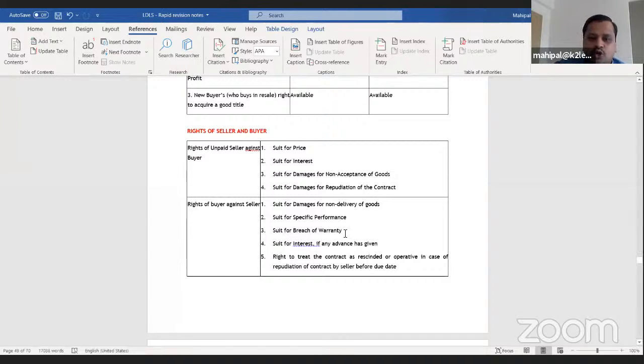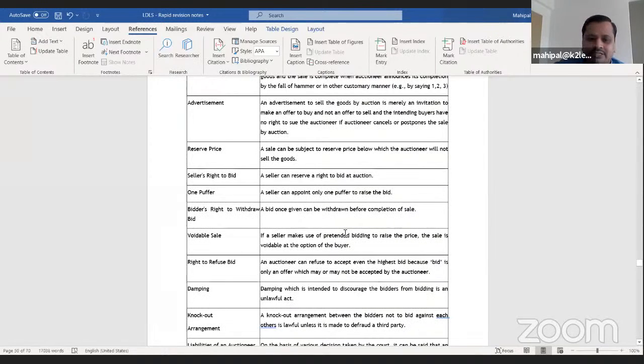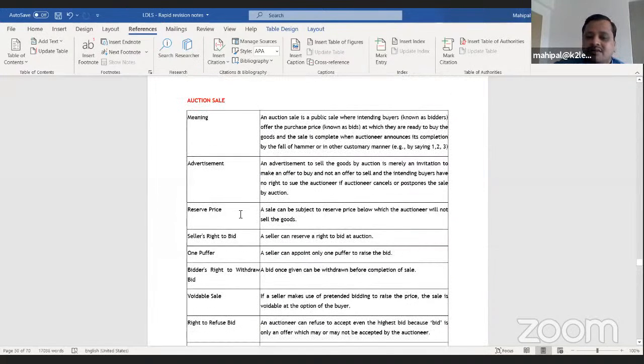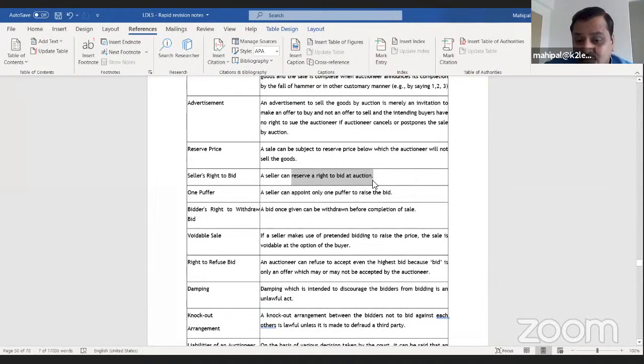Auction sale is a public sale where the intending buyers, known as bidders, come at one common place to outbid each other. In this, the following are the important terms which you have to remember. Number one, reserve price. It is the lowest price below which the bid cannot be accepted. A seller can reserve the right to bid, provided it is not with an intention to increase the price. The seller can appoint only one person as a bidder on his behalf. The bidder can always withdraw the bid before the completion of the sale.